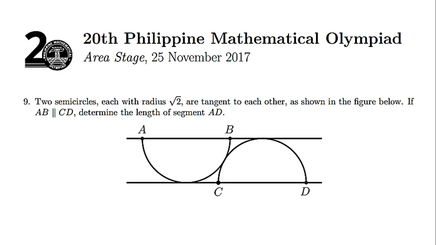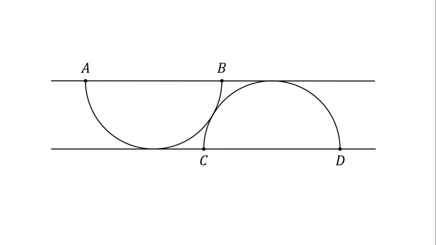Let's solve this problem from the 20th Philippine Math Olympiad area stage. Two semicircles, each with radius square root of 2, are tangent to each other as shown in the figure below. If line AB is parallel to line CD, determine the length of segment AD.